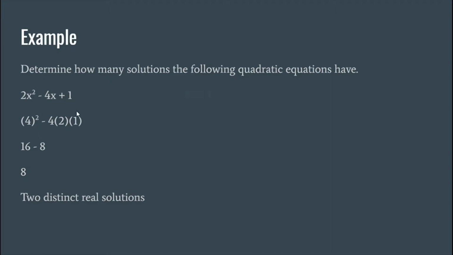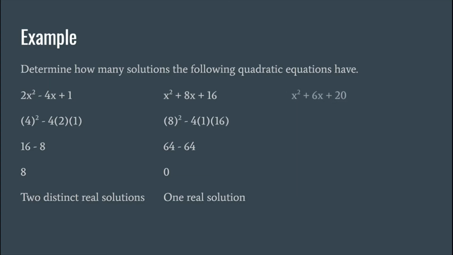Okay, let's try another one. I'm going to get b, a, and c in that order. Go ahead and simplify. And our determinant is 0. So for this one, we have one real solution. Quadratics normally have two solutions. In this case, both solutions are the same value. So we can just say there's one solution in this particular case.